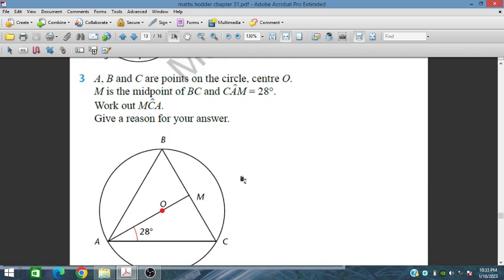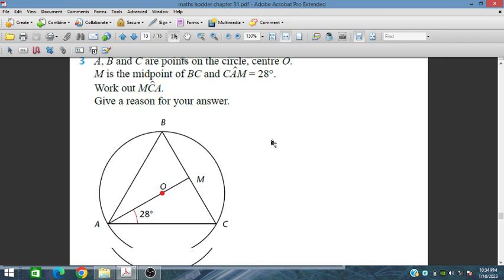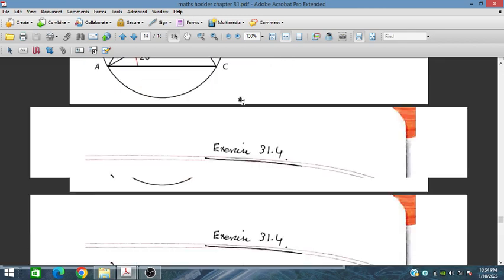Question number 3. A, B, C are points on a circle center O. M is the midpoint of BC. M is the midpoint of this line, and this is an equilateral triangle ABC in the circle center O. Angle CAM is 28 degrees. Work out MCA. We have to find this angle. Give reasons for your answer.